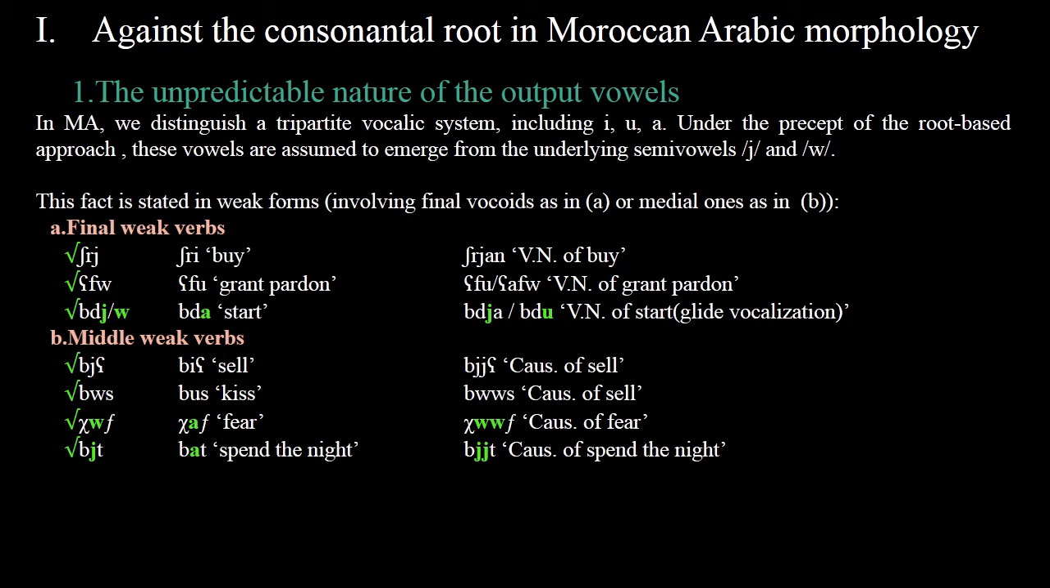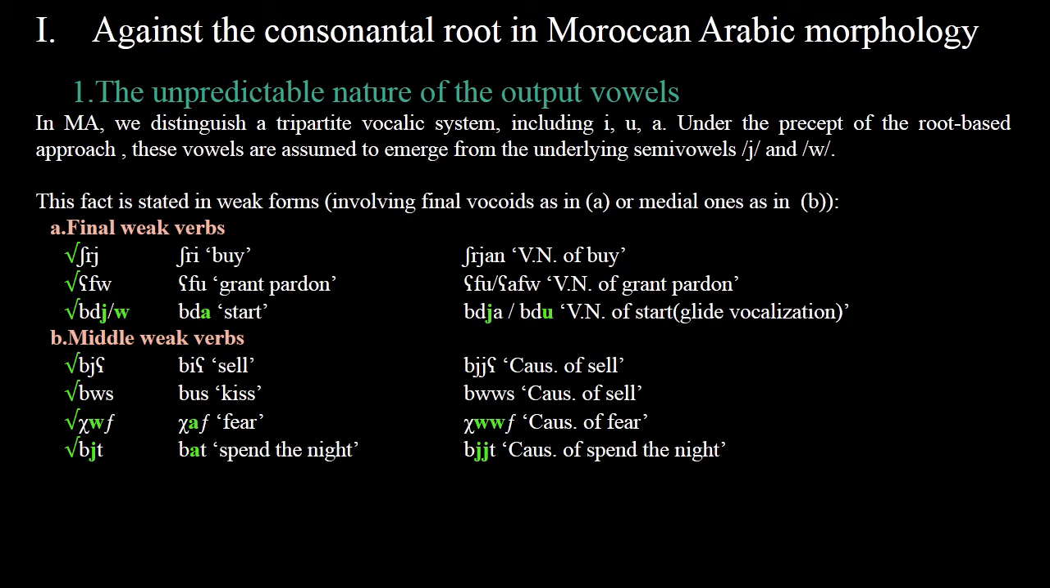In Moroccan Arabic, we distinguish a tripartite vocalic system including E, U, and A. Under the precept of the root-based approach, these vowels are assumed to emerge from the underlying semi-vowels Y and W. But if Y and W straightforwardly map onto the corresponding high vocoids E and U, this cannot be said of the presumed surface A, since its underlying nature would be unpredictable. A could not be paired with a particular semi-vowel.